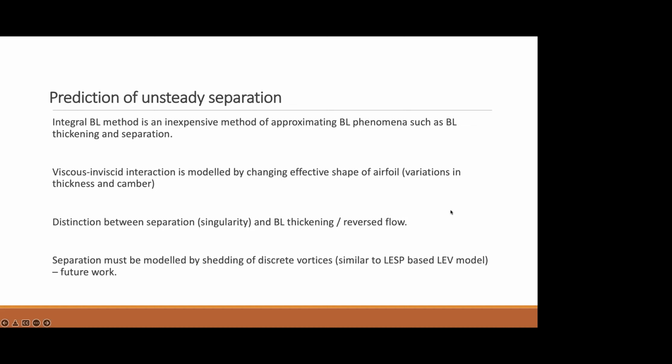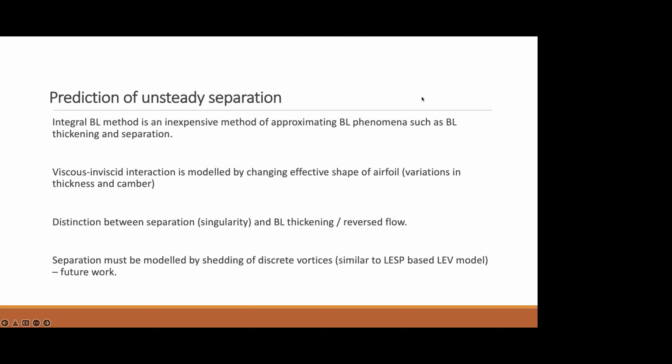There are already some discrete vortex methods in the literature for modeling separated flows from any arbitrary location on the airfoil. For example, there's one by Katz. That method basically assumes that the separation point is known, and then they shed discrete vortices, whereas we are trying to do it dynamically by first detecting it and then by shedding discrete vortices.